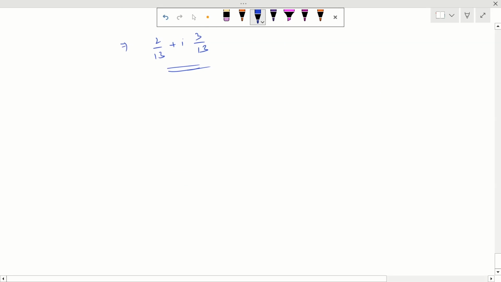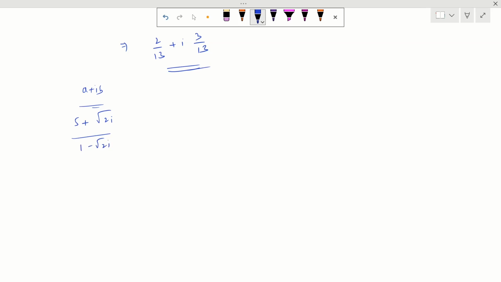Now we'll take another example. We need to express in the form of a plus ib the expression 5 plus root 2i divided by 1 minus root 2i. So here i is in the denominator. How do we have to take this? 5 plus root 2i and 1 minus root 2i.